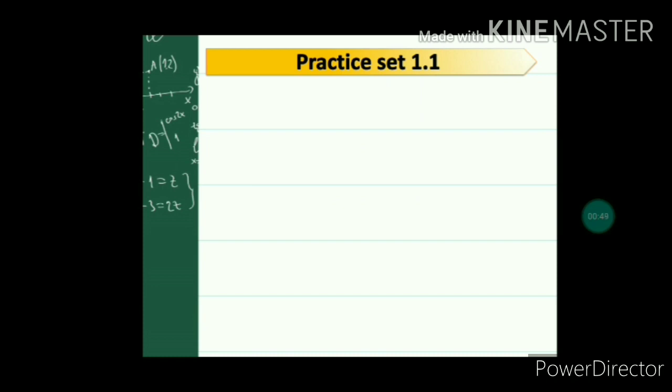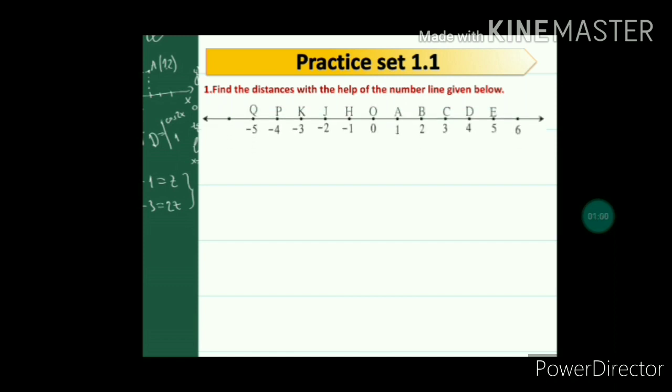Practice set 1.1. First question is, find the distance with the help of the number line given below. On the number line, coordinates of point P is minus 4, Q is minus 3, K is minus 3, J is minus 2, H is minus 1, O is 0, A is 1, B is 2, C is 3, D is 4, and last is coordinates of E is 5.